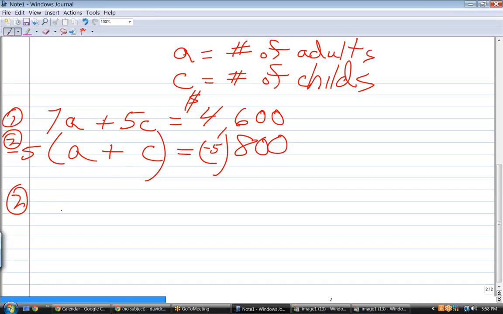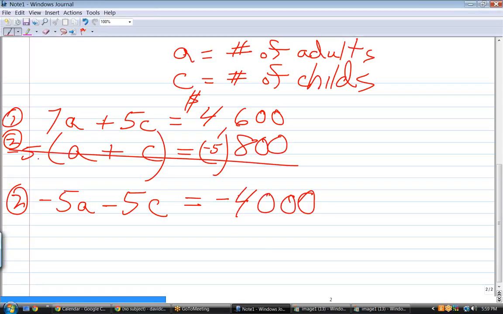So equation 2 is now what, after I multiply everything by -5? Minus 5a, my bad, plus negative 5c, equals negative 4,000. So that's my new equation 2. Now I have my equation 1 and my equation 2.